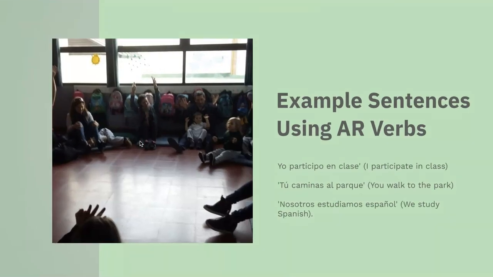So we're going to go over some example sentences using AR verbs. So we have yo participo en clase, I participate in class. Tú caminas al parque, you walk to the park. Nosotros estudiamos español, we study Spanish. So these are some little short sentences that we can make with our AR verbs. And you can see, again, the change of who is doing the action. So for I, we have our O ending. Tú, we have our AS ending. Nosotros, we have our AMOS ending.